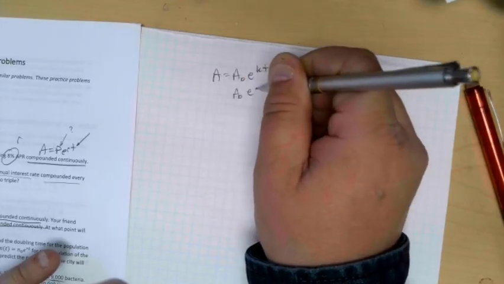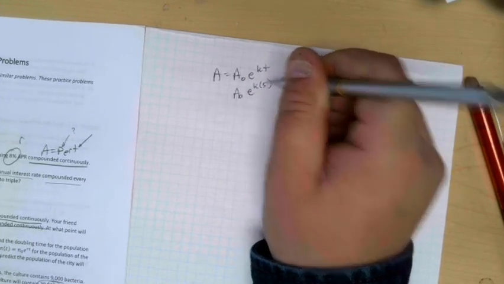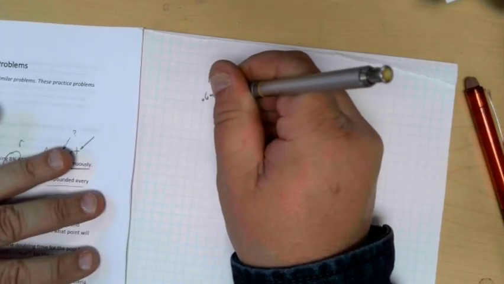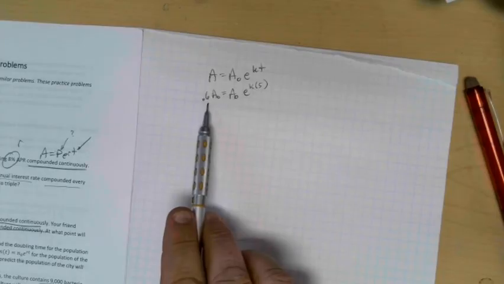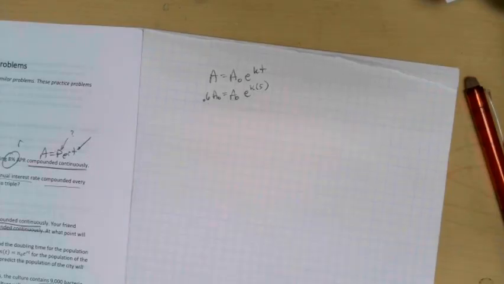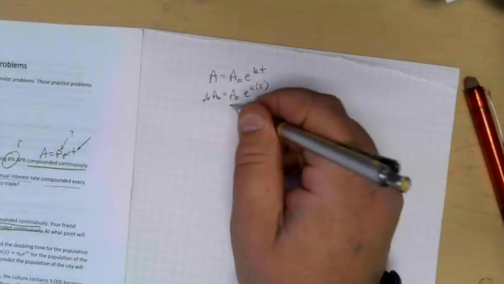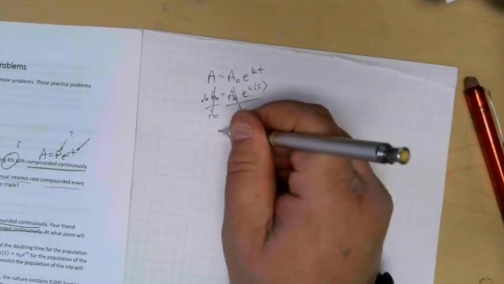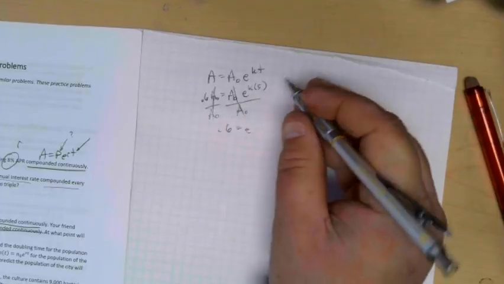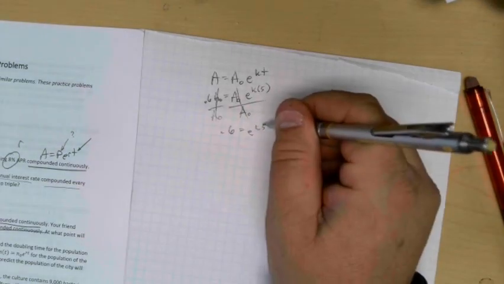So I'm going to write A0 e to the k, but it just told me at 5 days, so 5, and this is 60% of where I started. As long as this is 60% of this, it doesn't matter. I could go 60 over 100, I could go 10 and 6, I could go 1 and 0.6, because the first thing I'm going to do is divide out that starting amount, and I get 0.6 is equal to e to the k times 5. I'm going to be done with this in just a few minutes, guys, okay?